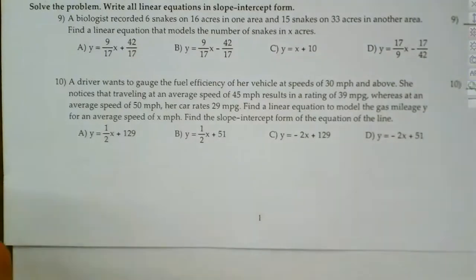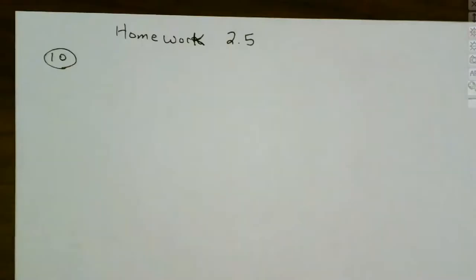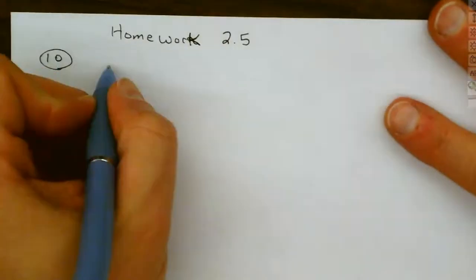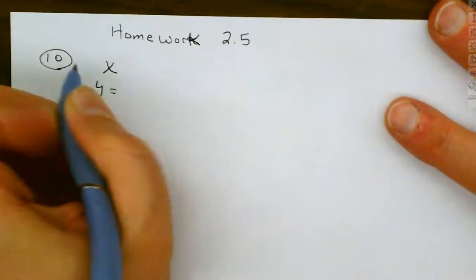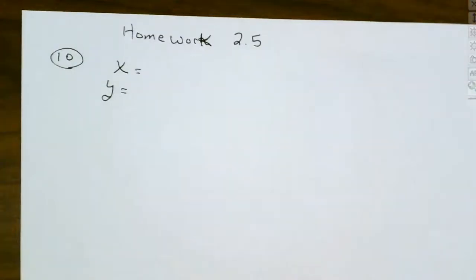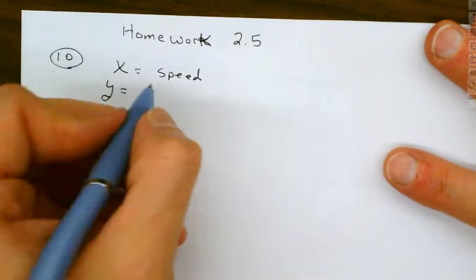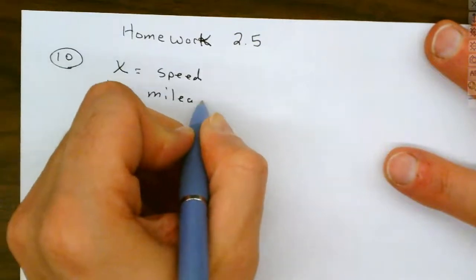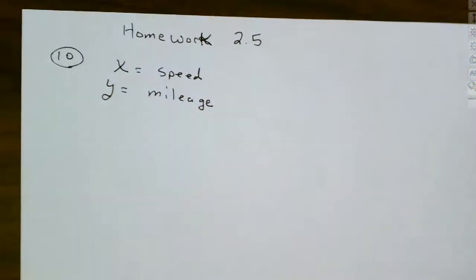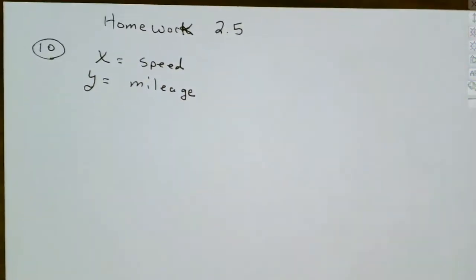So we need to come up with our 2 ordered pairs. Let's make sure we know which is which. We've got x and y. x is speed, miles per hour. The y is the gas mileage. So x is going to be the speed, y is the gas mileage. Now, we need to come up with 2 ordered pairs. It tells us how they need to look: x is the speed, y is the mileage.